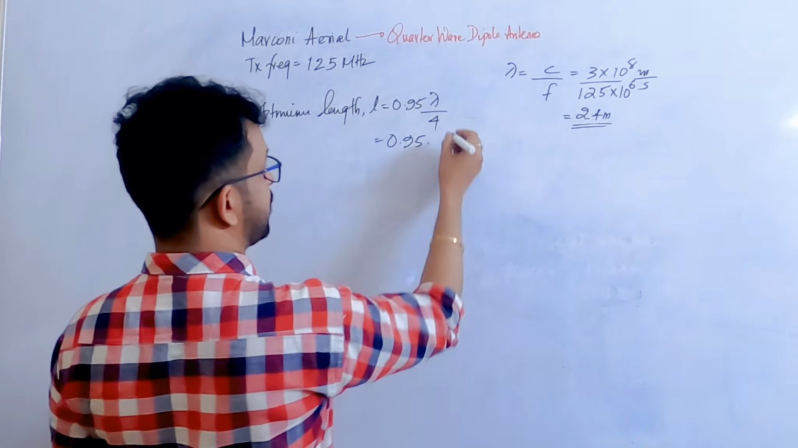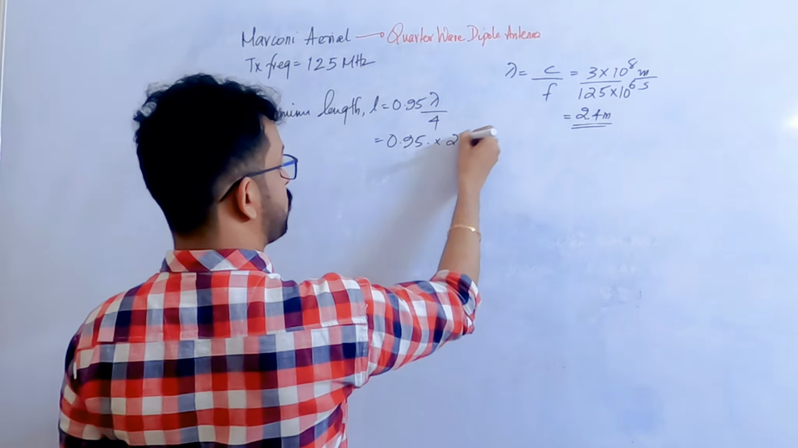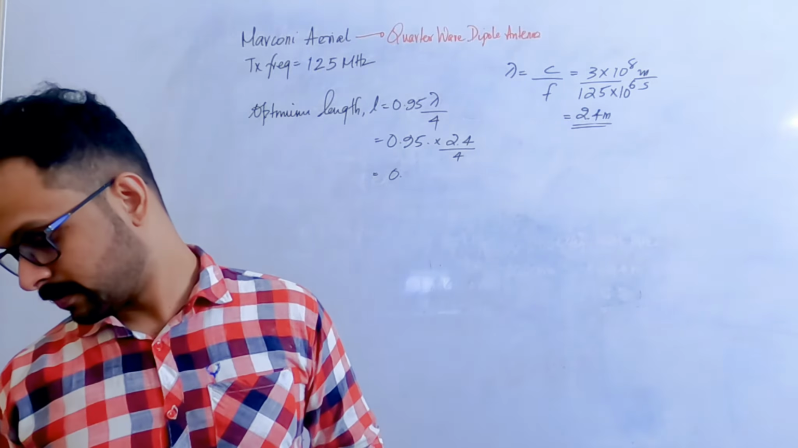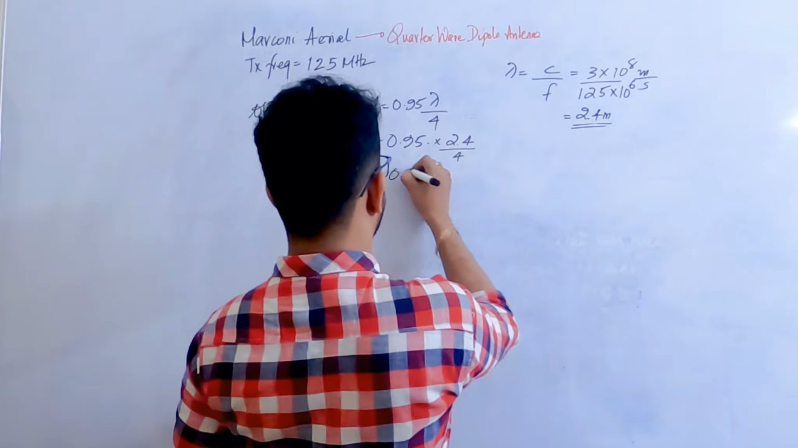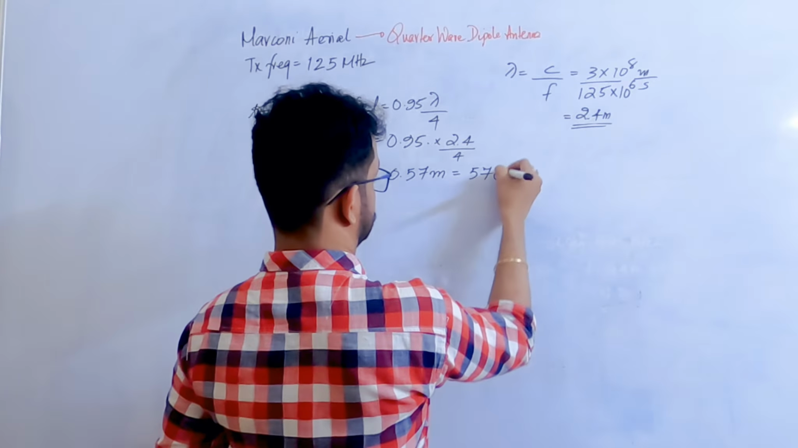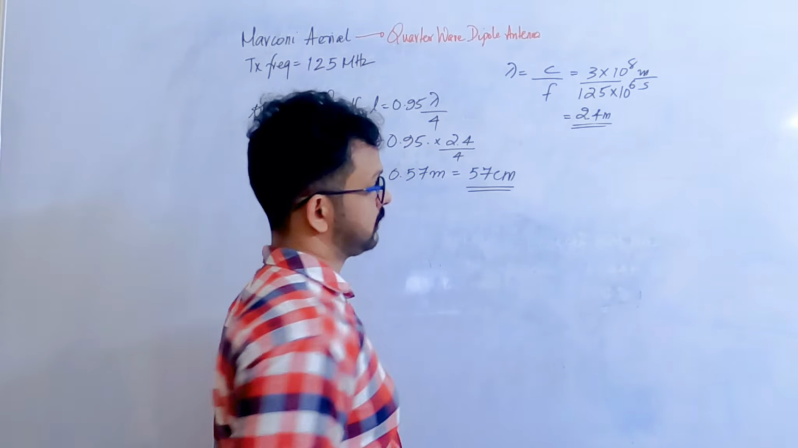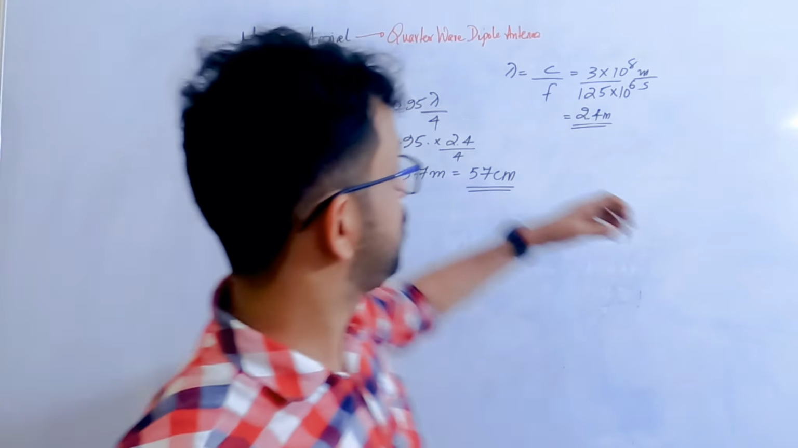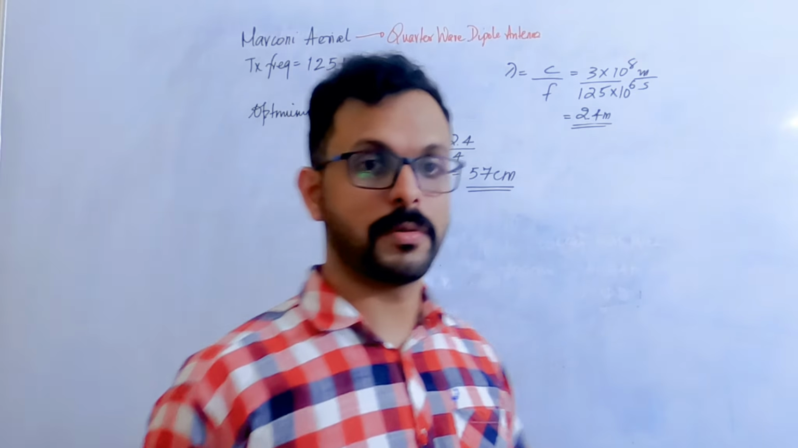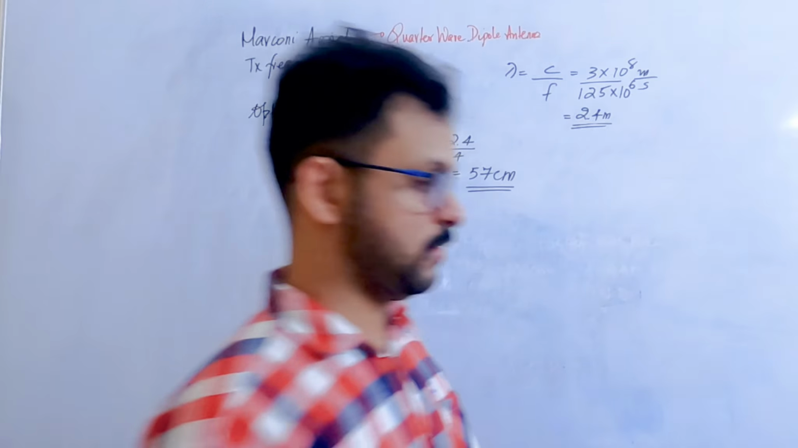Therefore, the optimum length L is equal to 95% of 2.4 divided by 4. That's right, 0.57 meters, which is 57 centimeters. So you can see the higher the frequency, your antenna length will come down because the wavelength is lower, around 60 centimeters. So what was left in the first session of this radio navigation is Doppler effect. We'll talk about Doppler effect in the next class.